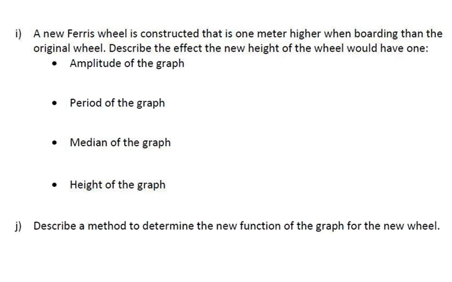Okay, this is an important question. So this is how they like to give you diploma questions. As you see, okay, how did it change? So a new Ferris wheel is constructed that is 1 meter higher when boarding than the original wheel. Describe the effect the new height of the wheel would have on each of the following. So all it is, it's a new one that's 1 meter higher. Okay? So what is this effect? So all it is, we just want to board 1 meter higher. Okay?